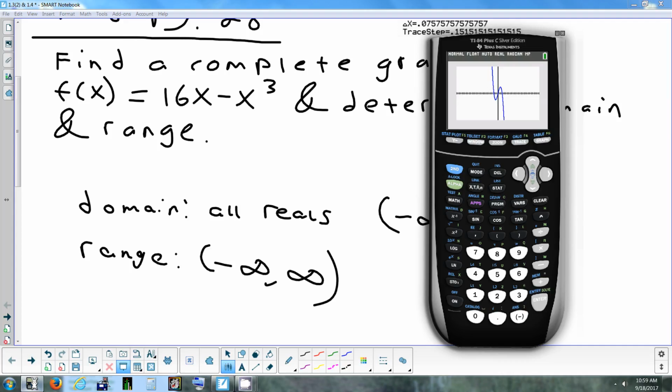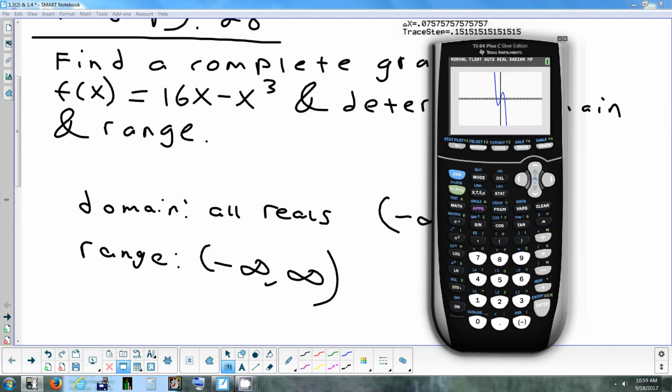Even though it's not going to the right very fast, it's still drifting to the right slowly, and it will forever. And it's drifting to the left forever. Okay, that's domain. And range, how far does it go up and down? It goes up forever, goes down forever, and it's always connected. Some graphs are not connected.